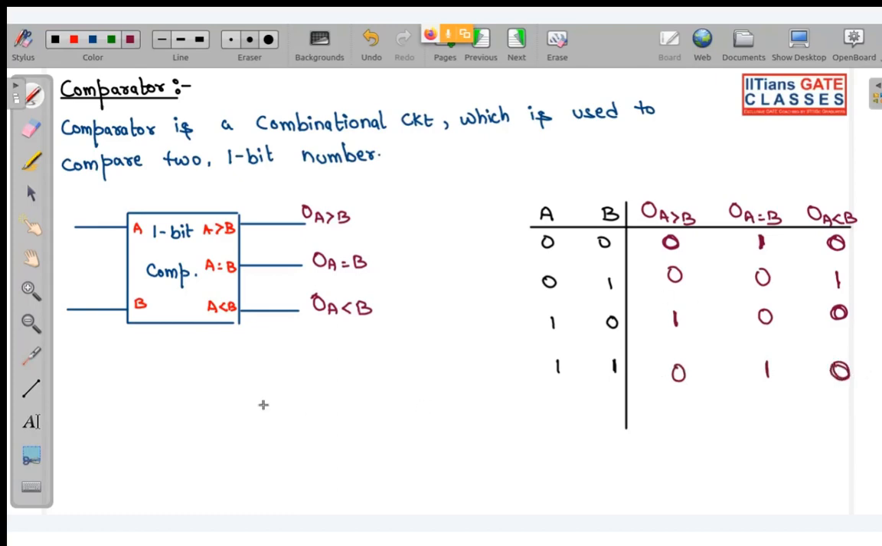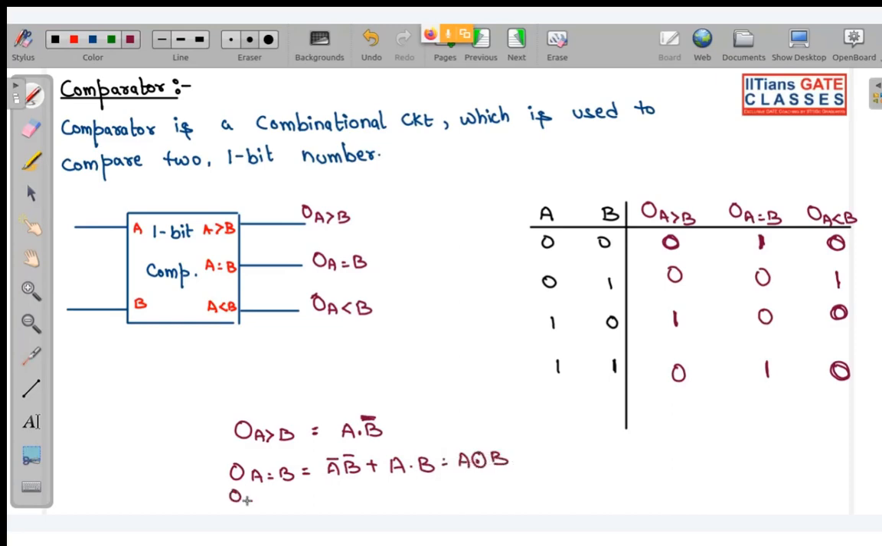Now if I want to write the output of A greater than B as a Boolean expression, that will be A B complement, because here you can see A is 1, B is 0. So 1 corresponds to the normal variable and 0 corresponds to the complemented one. If I want to write A equal to B, there are two combinations: when A and B both are 0, so A complement B complement, or when A and B both are 1, so that is A dot B. So this I can write as A XNOR B.